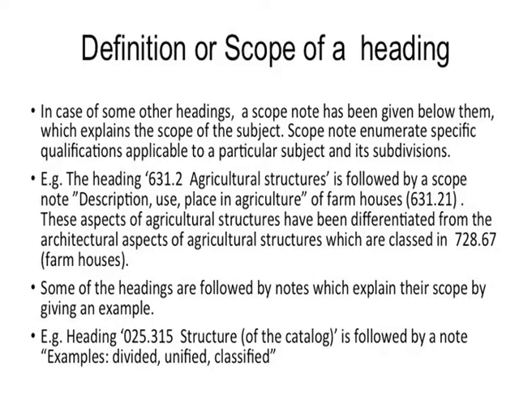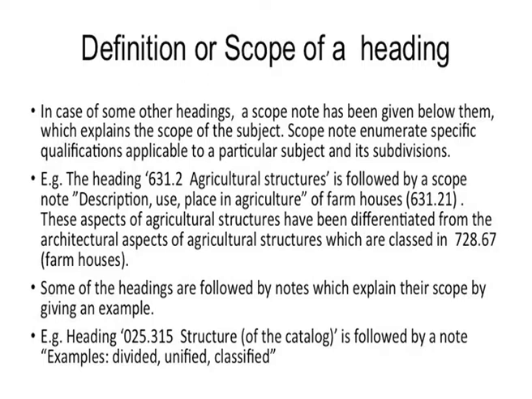These aspects of agricultural structures have been differentiated from the architectural aspect of agricultural structures, which have been classified with 728.67. So, farmhouses, if they are dealt with from an architectural point of view, then 728.67 is the class number assigned to farmhouses.